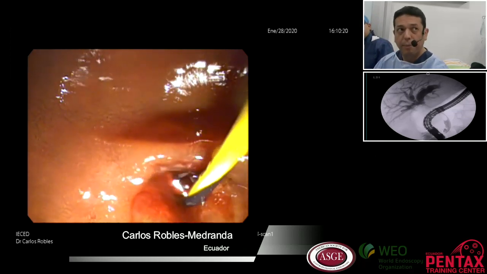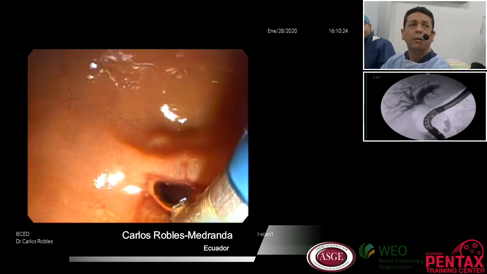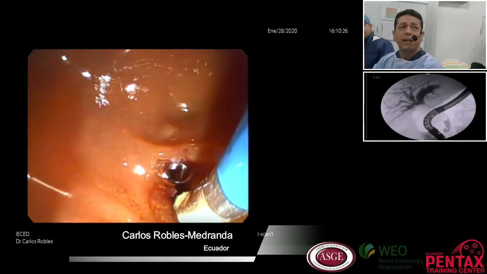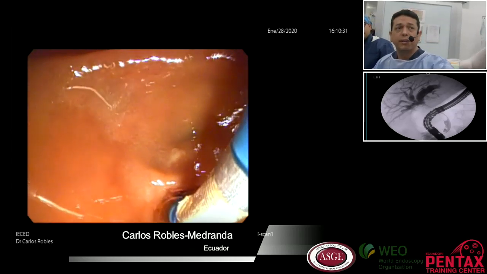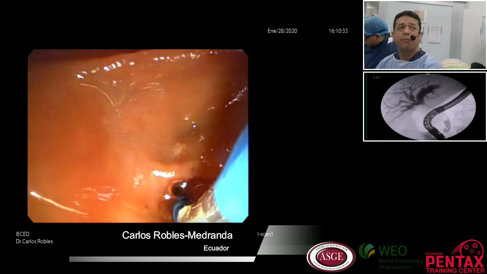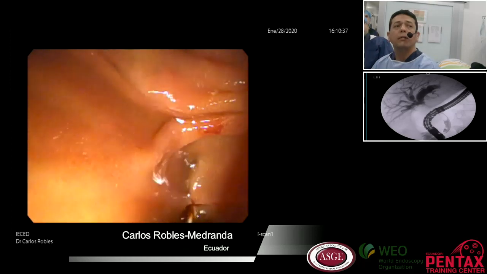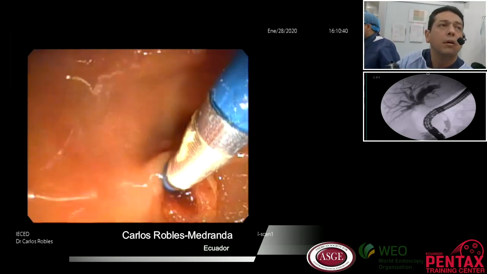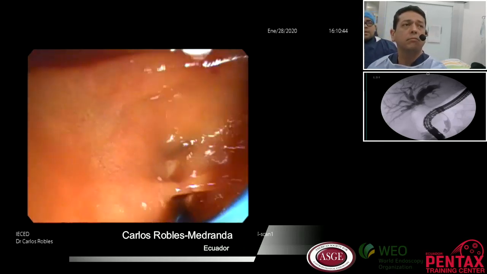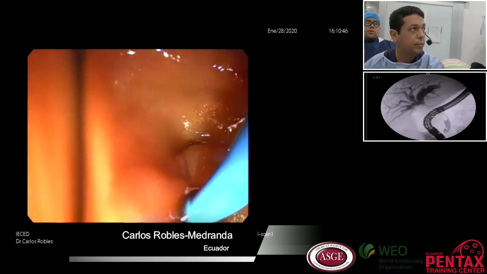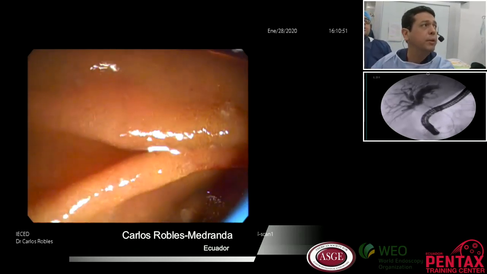So remember that patients with cholangiocarcinoma could be alive a little bit more than with pancreatic cancer or whatever other cancer. So you can see here, this is the catheter. We see the segment of radio frequency there, and now the idea is 10. Okay, let's see. So it's very important, the help of fluoroscopy.